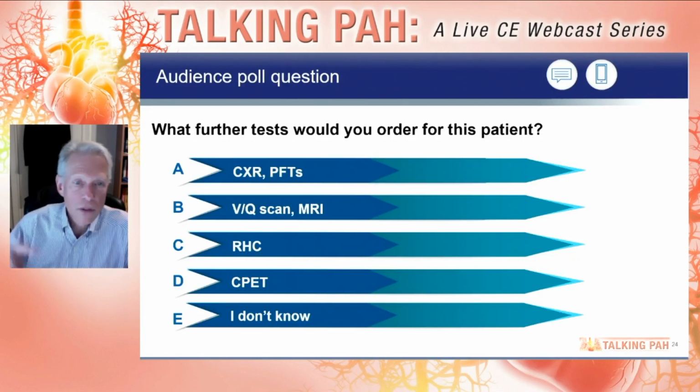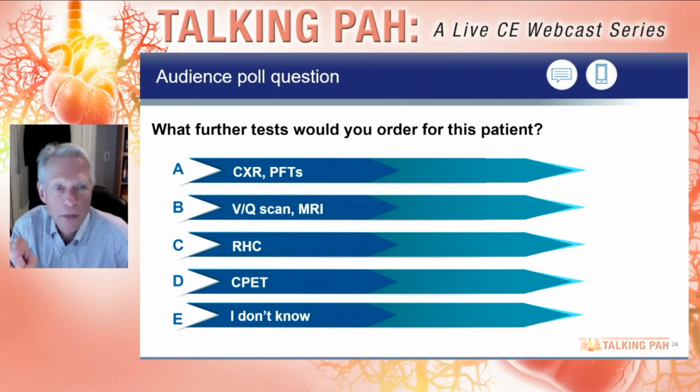I will tell you before we do this question and answer, we do estimate the pulmonary artery pressure off of an echo by looking at the regurgitant jet through the tricuspid valve. And in this patient's case, the estimated right ventricular systolic pressure came out to around 65 to 70 millimeters of mercury, which is quite elevated. So now we can go to the next audience poll question.